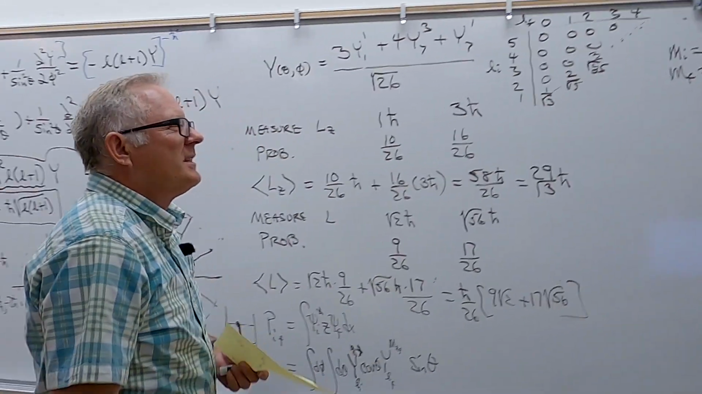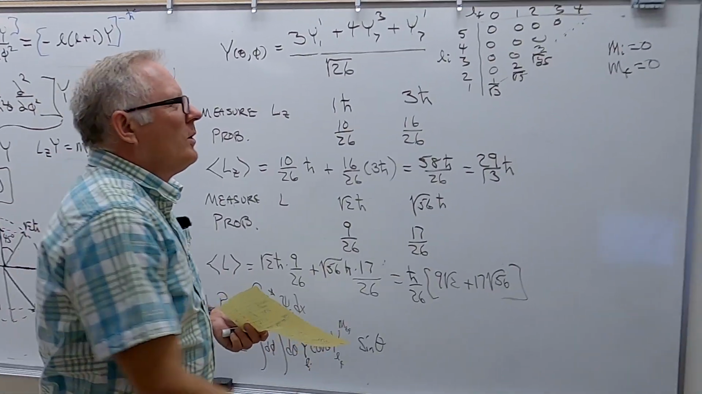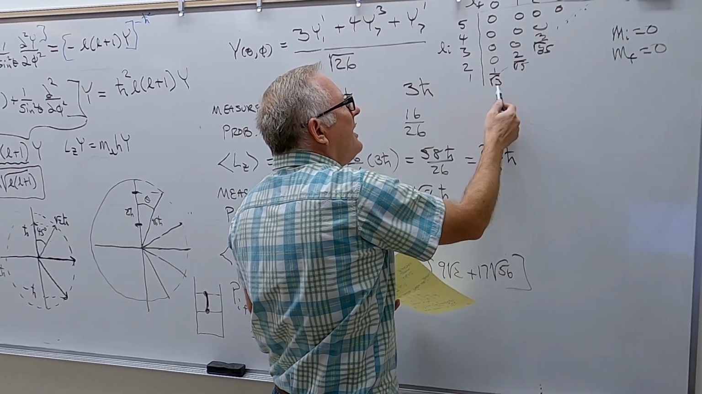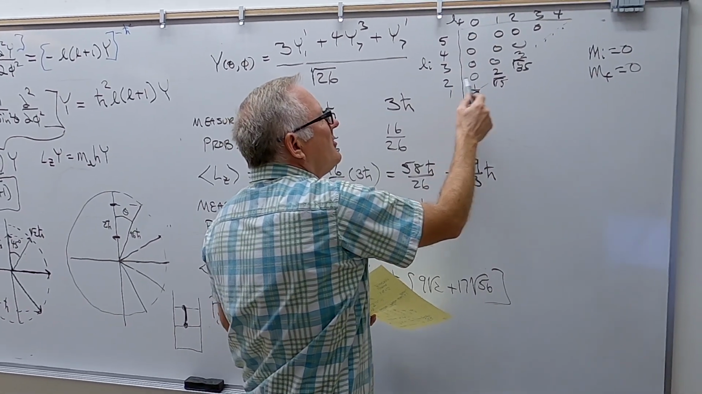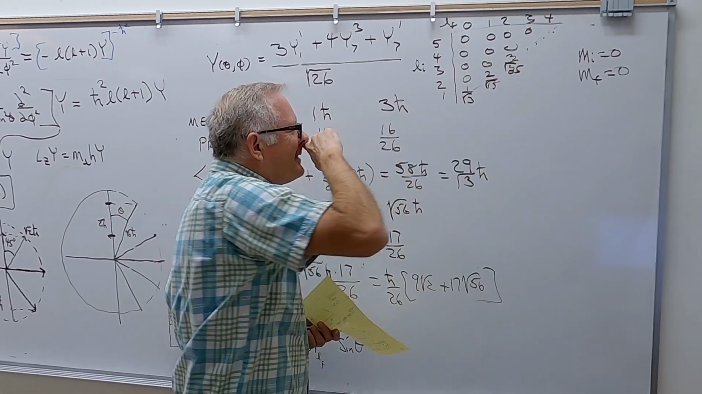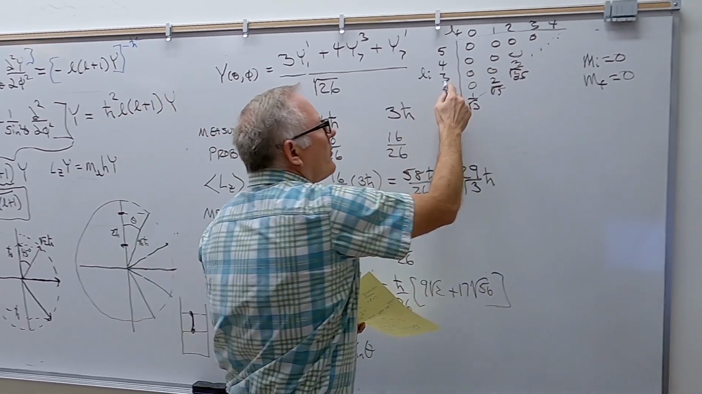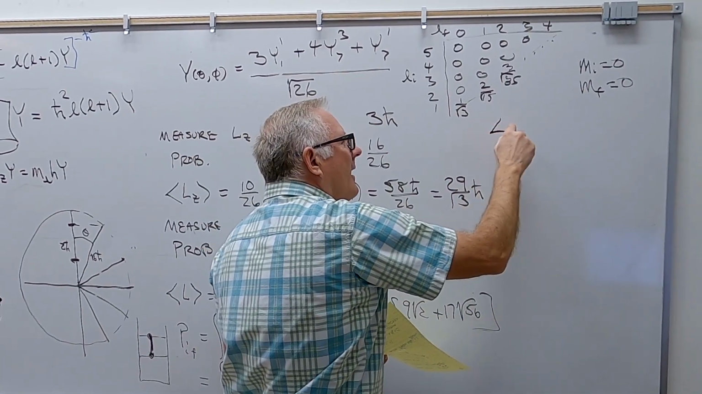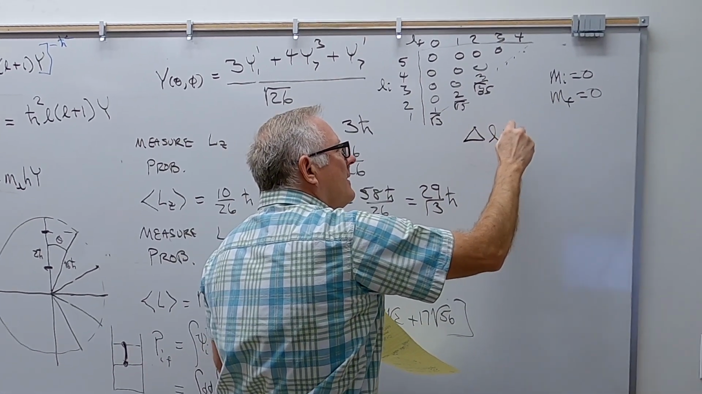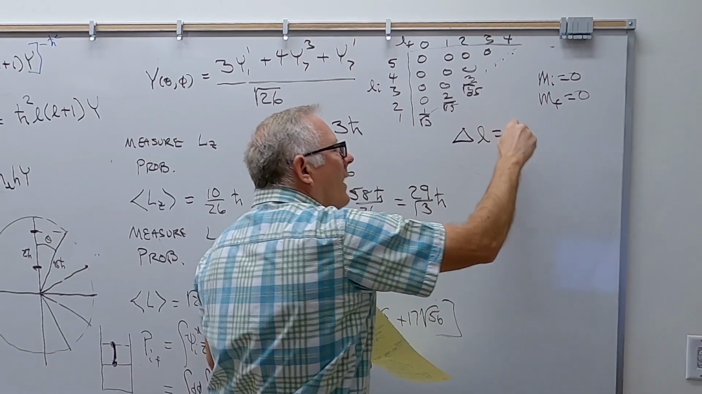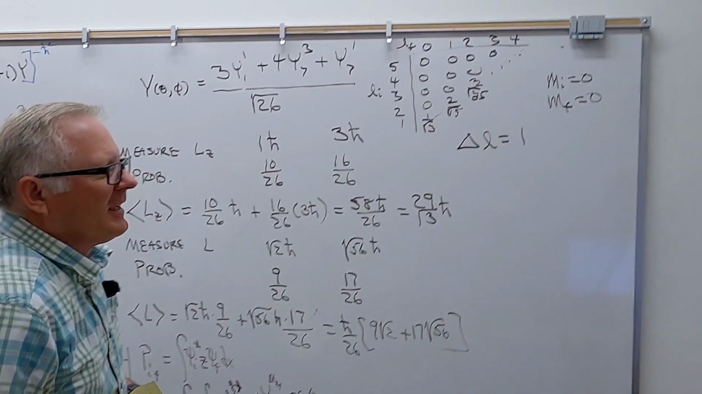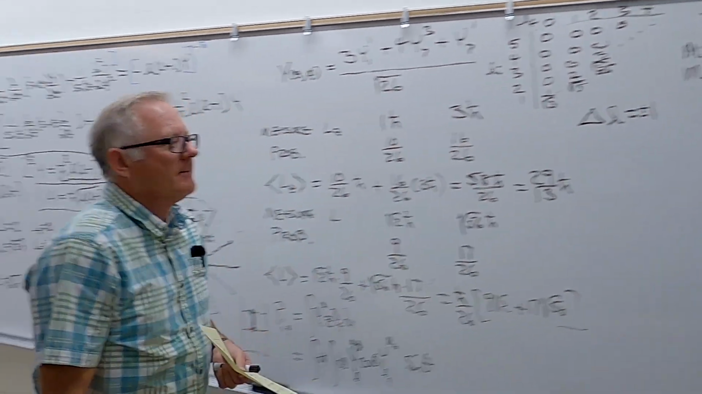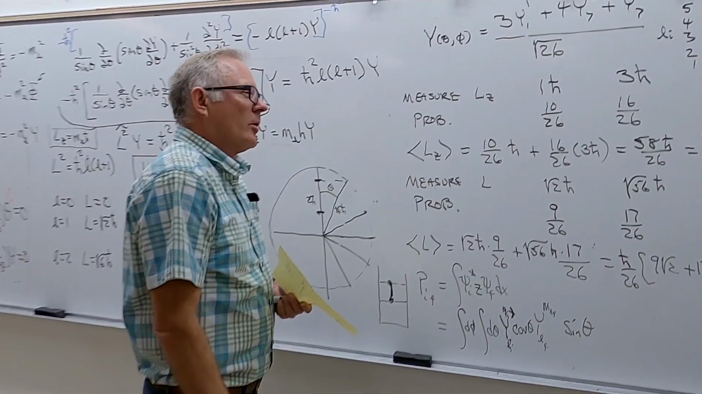These are the only ones that are non-zero, which means that if you're in the initial state 1, you can only drop to 0. If you're in 2, you can only drop to 1. If you're in 3, you can only drop to 2. That means your delta L has to be 1. I should say plus or minus 1; it could be plus 1 if you're absorbing.